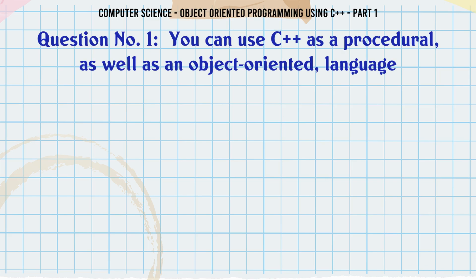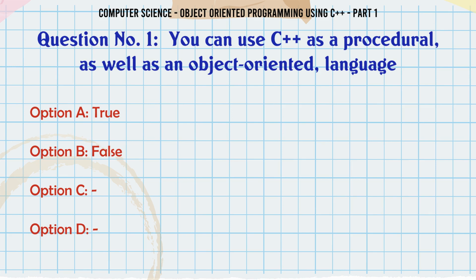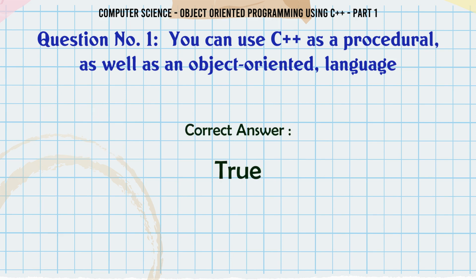You can use C++ as a procedural, as well as an object-oriented, language. A. True. B. False. The correct answer is true.